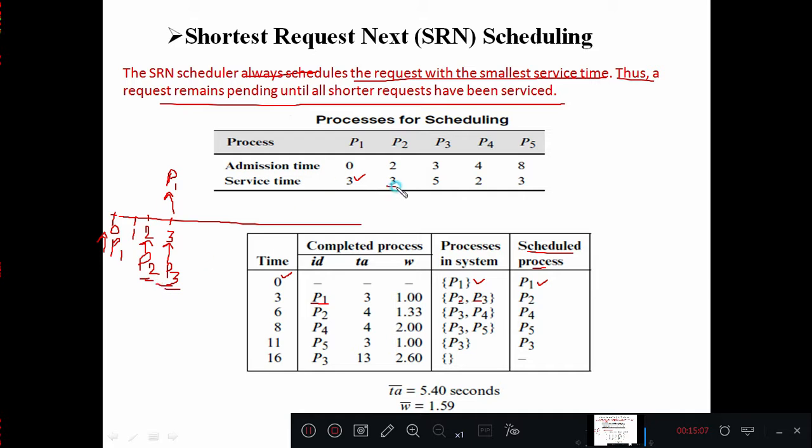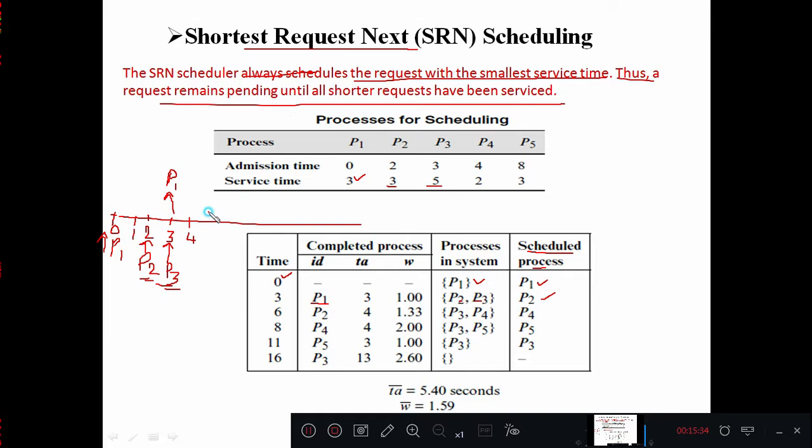But their service times are different as per this table, right? So P2 has a service time of 3, P3 has a service time of 5. So which process has the shortest request time, or shortest service time? It is P2. So P2 is scheduled, right? So P2 is scheduled at 3 and it will be serviced for 3 seconds.